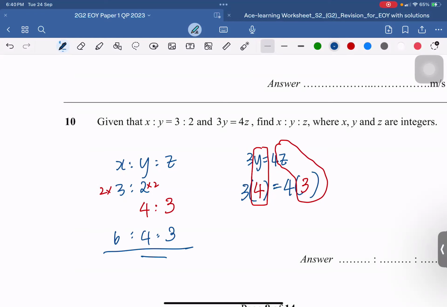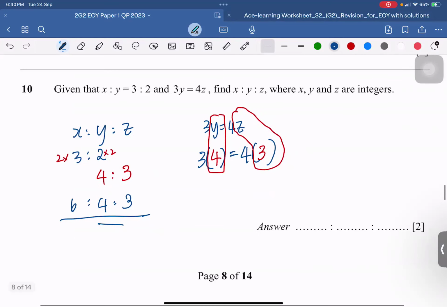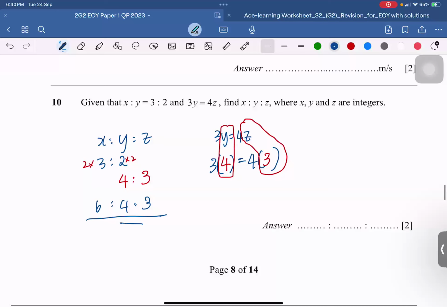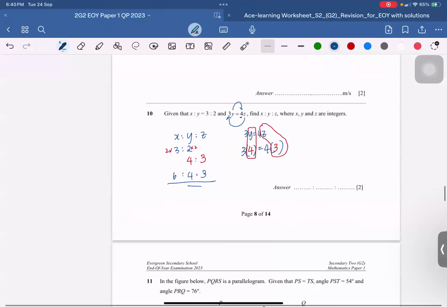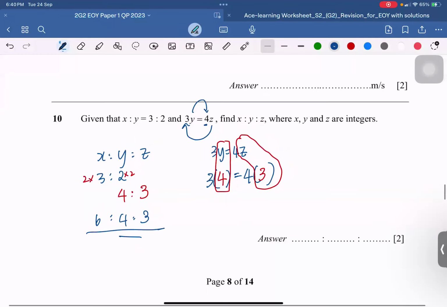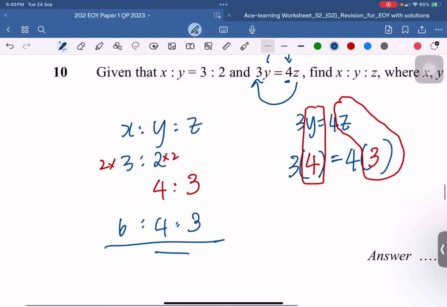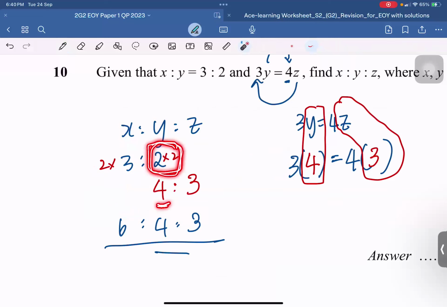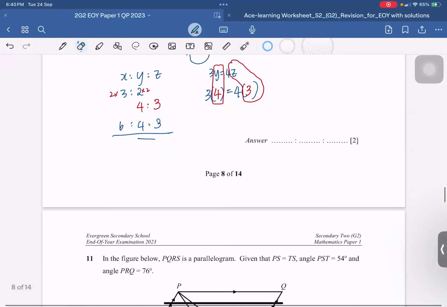So take note of how to read the ratio this way. Or alternatively, y is 4 units, z is 3 units, also can. Teacher, why times 2 for x? Because this part is 2 and I want to make the y the same unit. This part here is 4, so I must make this the same. If I times 2 to this one, this part also must times 2, to make them the same. Okay, next question.